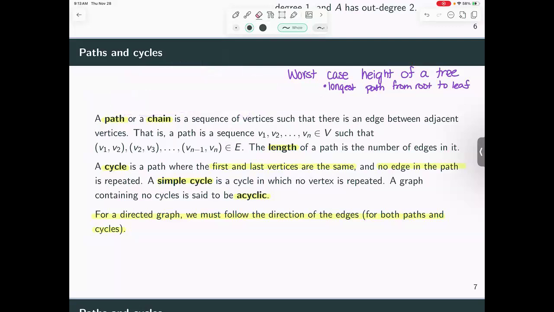Okay, and now within paths, there are different types of paths. We could have a cycle. So here we define the term cycle, and it's a path where the first and the last vertices are the same, and we don't repeat any edges in that path. A simple cycle means that we don't repeat any vertices, and a graph that has no cycles is acyclic.